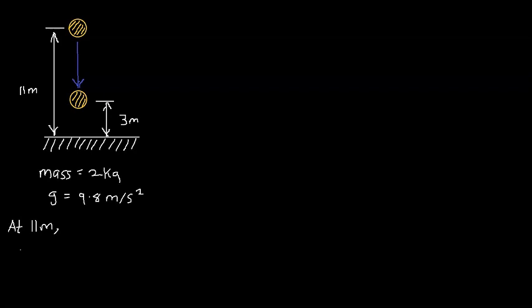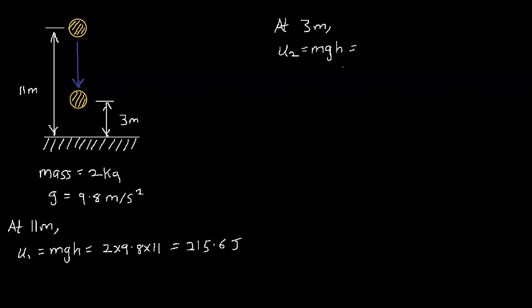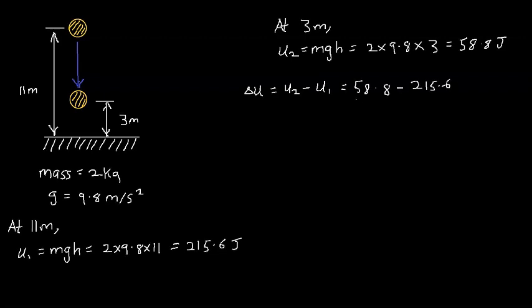at that point, and we're going to call it U1. So U1 equals 2 times 9.8 times 11, which gives us 215.6 joules. And at 3 meters, we're going to call its potential energy U2, and U2 equals 2 times 9.8 times 3, which gives us 58.8 joules. So its change in potential energy is going to be equal to its final potential energy minus its initial potential energy, which is equal to 58.8 minus 215.6 joules, which gives us minus 156.8 joules.